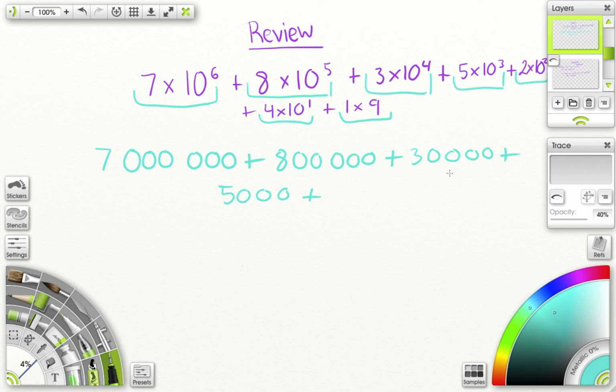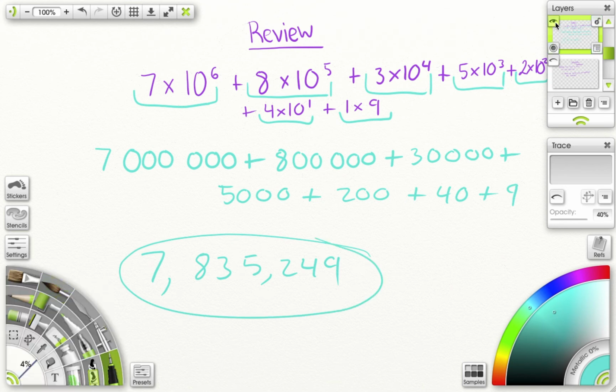plus 2 times 10 to the power of 2 is 200, plus 40, plus 9. Add them all up together, I get 7,835,249. And that is my total number.